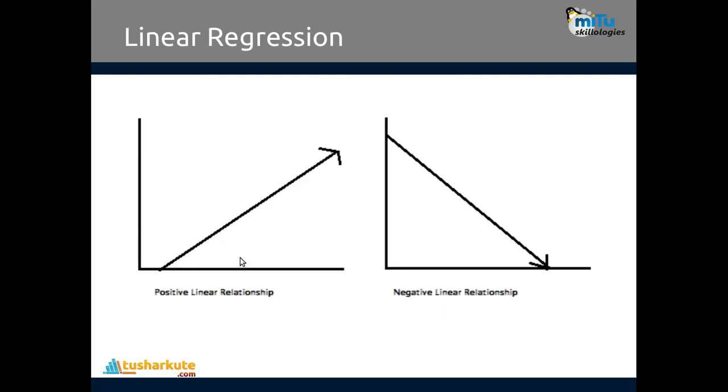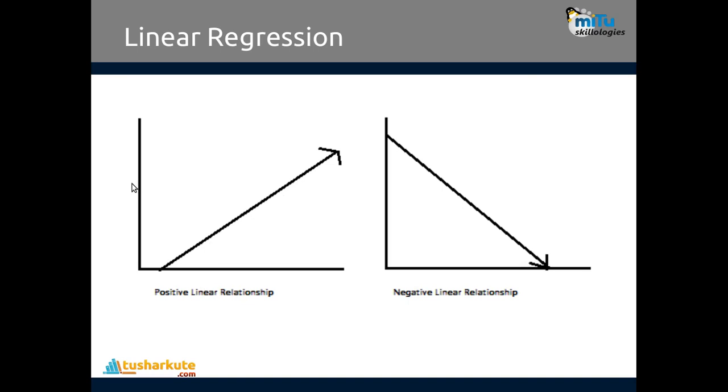So how exactly does it work? Now see, just consider two relationships, positive linear and negative linear. This is your x-axis and this is your y-axis. Now two entities are connected to each other. When x is incrementing, accordingly y is also incrementing. So as x is incrementing, y is also incrementing proportionally to it.